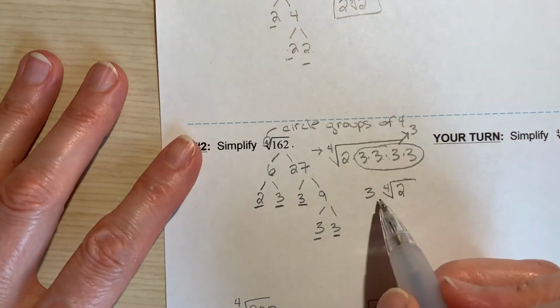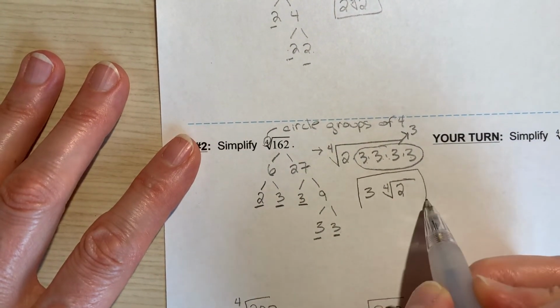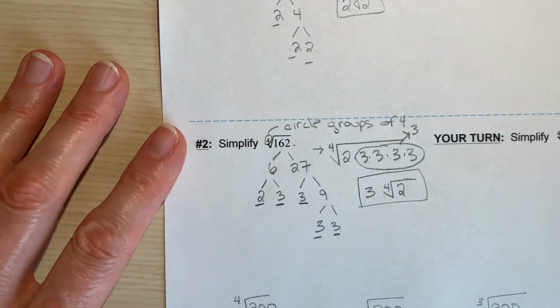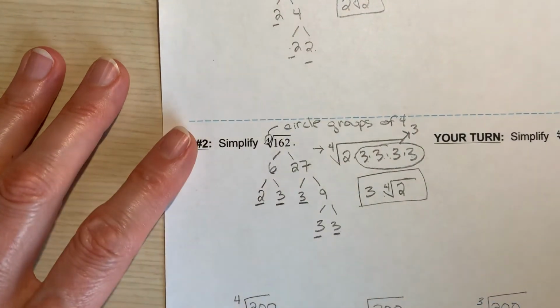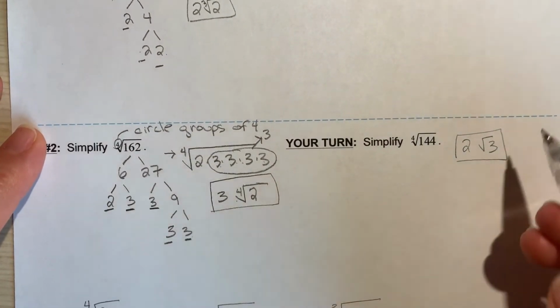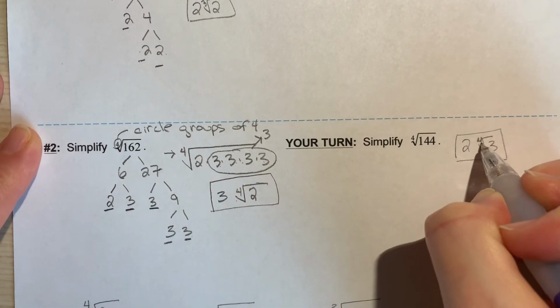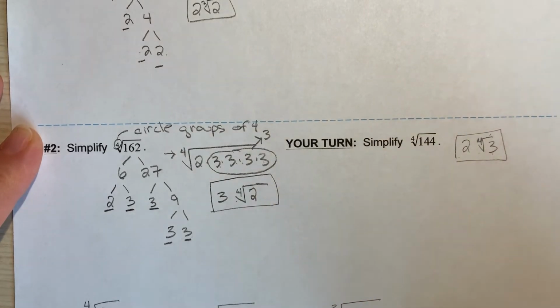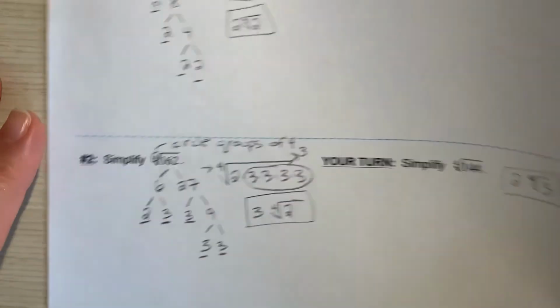All right, so this simplifies into 3 times the 4th root of 2. That's how you say that. 3 times the 4th root of 2. Try this one on your own. This is what you should get for an answer, but I should have that index in there. 2 times the 4th root of 3.